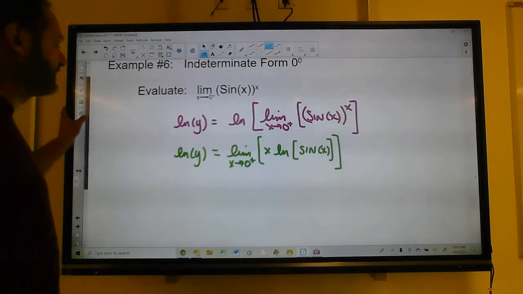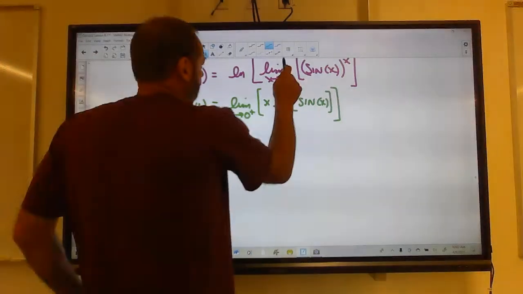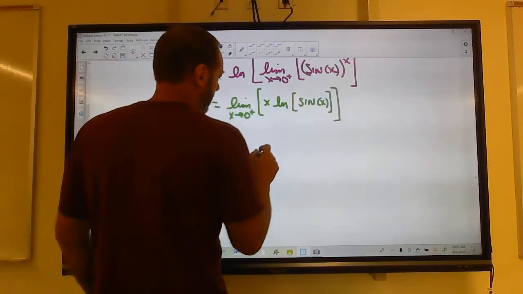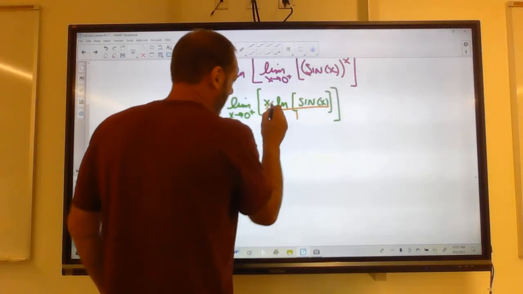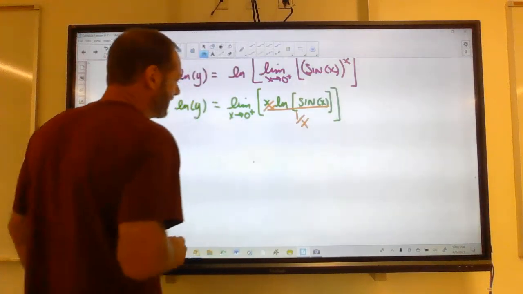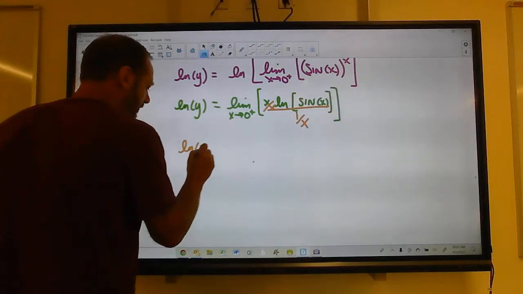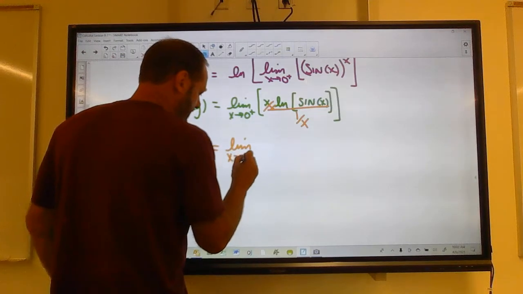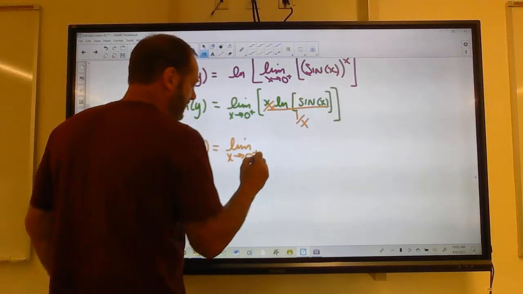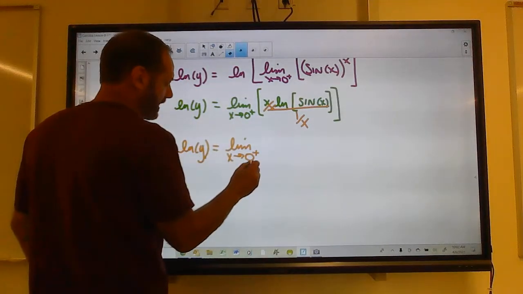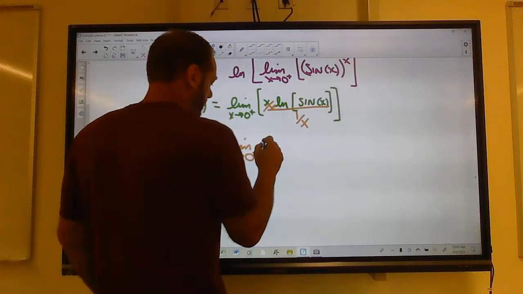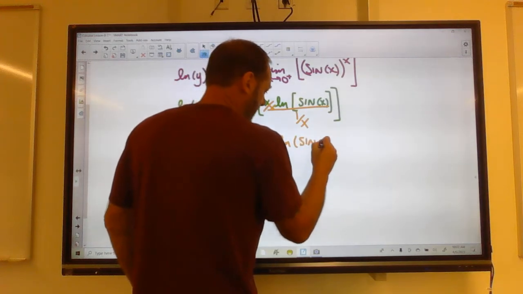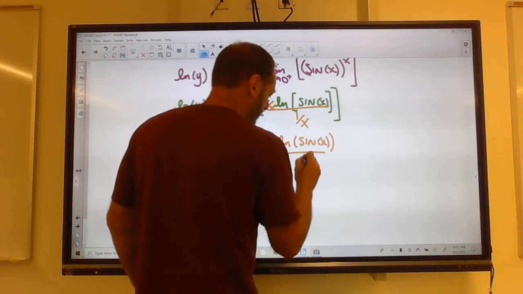Then I can do the same technique that I did before, where I take this and make it a fraction and then divide by x on top and bottom. So the natural log of y is going to be the limit as x goes to 0 from the positive side. Let's get rid of this stray dot right here. And then this is going to be the natural log of the sine of x over 1 over x.